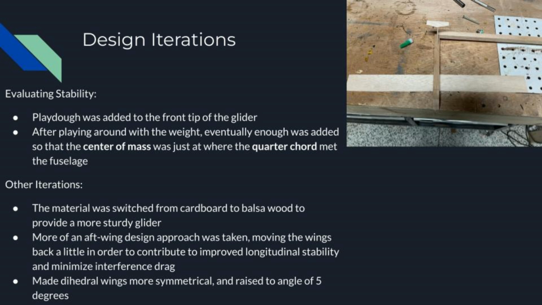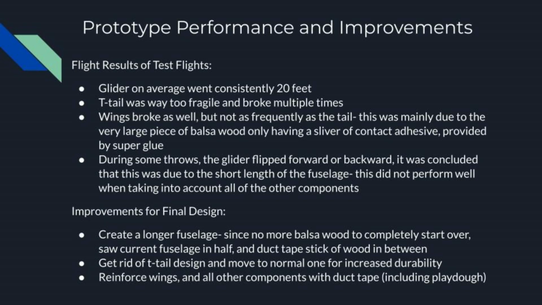And some other iterations were that the material was switched from cardboard to balsa wood to provide a sturdier glider. So for my prototype performance and improvements, in the test flights, the glider on average went consistently 20 feet. However, the T-tail was way too fragile and kept breaking multiple times. The wings broke as well, but not as frequently as the tail.